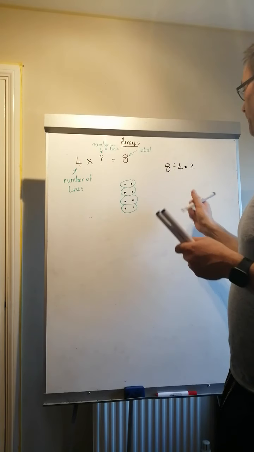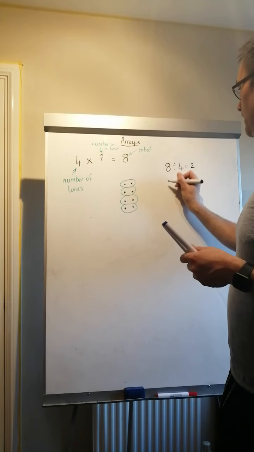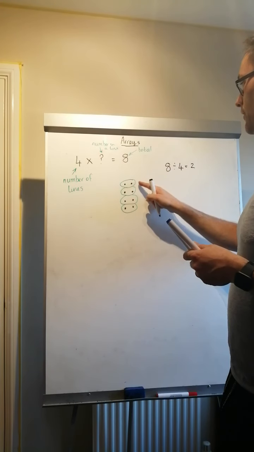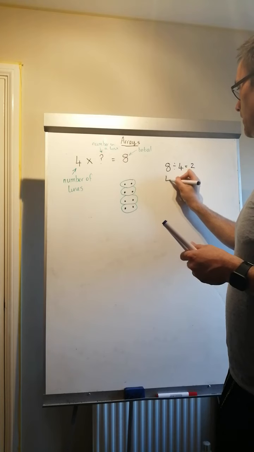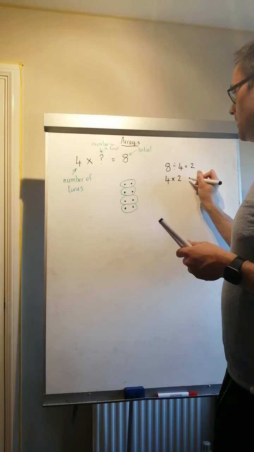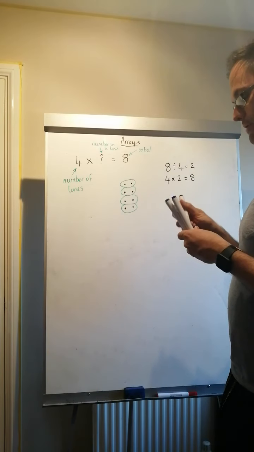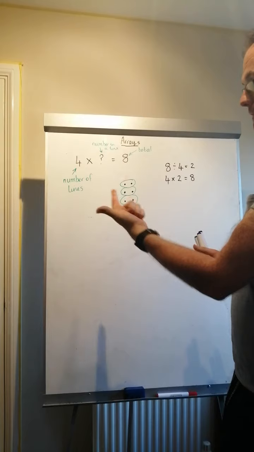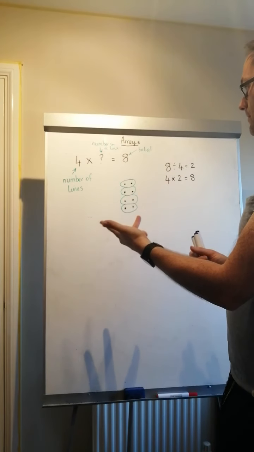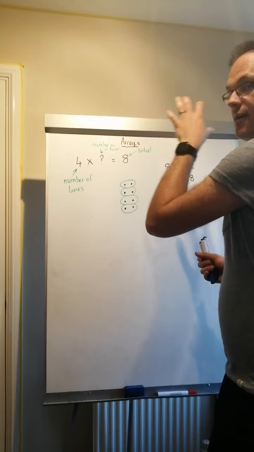I could check it. So let's do it the other way around. Let's put 2 into there then. So I can do, have I got 4 groups? How many is in a line? Times 2 equals 8 altogether. I know that 4 2s are 8. 2, 4, 6, 8. So you can use the array to find a missing number problem as well.